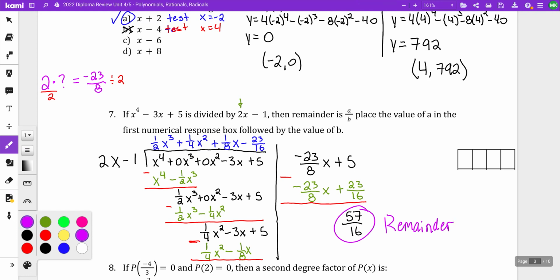They said put the value of A first, 57, put the value of B second, 16. That's an excessively hard division question. That's terrible. I almost feel like it's a typo.